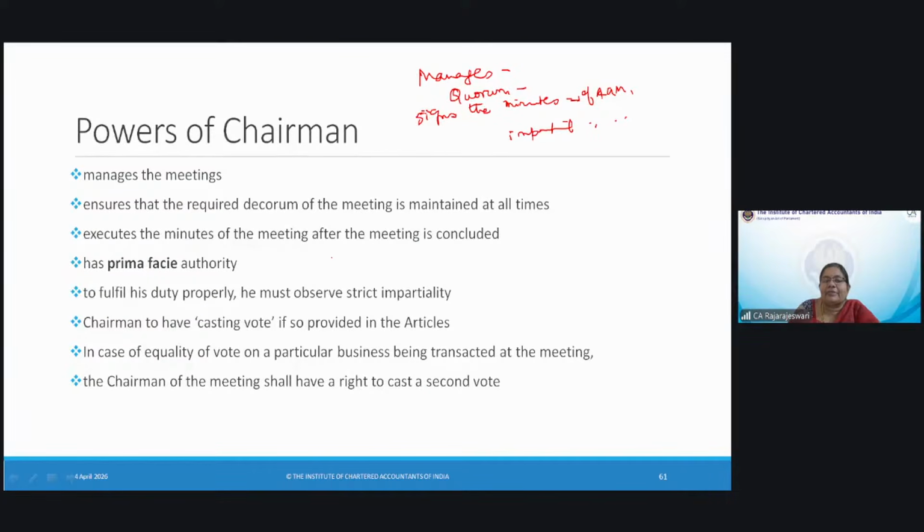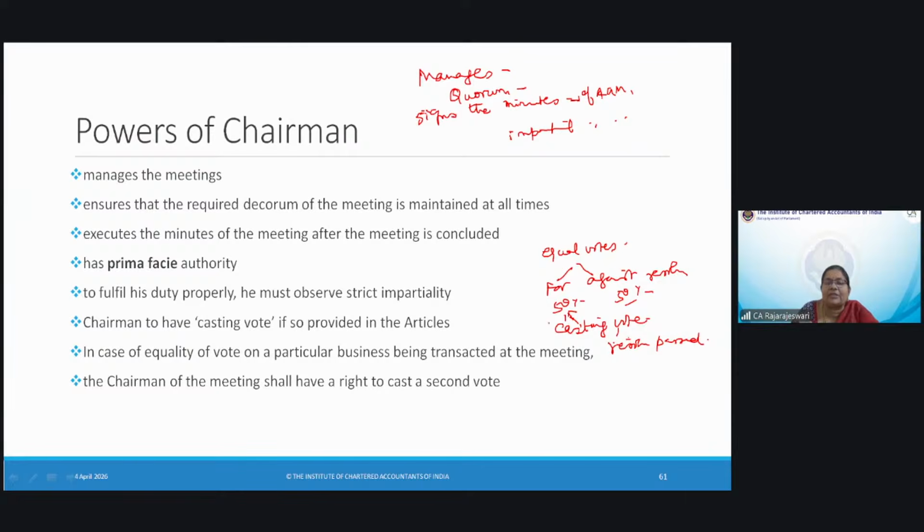He has a prima facie authority. Prima facie means he is the main person, so he has the utmost authority. And in case of transactions, if there are equal votes, that is, 50% for the resolution and 50% against the resolution, then he can exercise his vote. That is called the casting vote. Either he can put his vote in favor of the resolution or against it. Generally he will favor the resolution, and he can cast his vote on a particular business. So he has a right to cast a vote, and he can treat the resolution as passed.